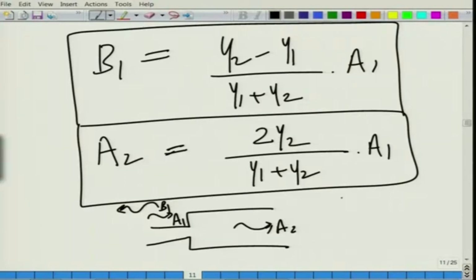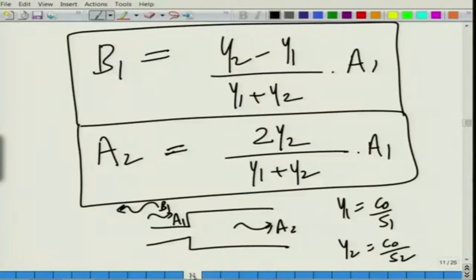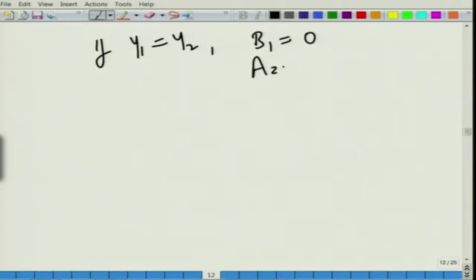If you recall, y1 is C0 by S1, and y2 is C0 by S2. So when y1 and y2 are the same, that is, the characteristic impedance of the inlet port and the chamber are the same, what does it physically mean? There is no area discontinuity in such a case. So the port becomes equal to the chamber, the diameters are the same. So y2 becomes y1, that means B1 is equal to 0, and A2 will become equal to A1.